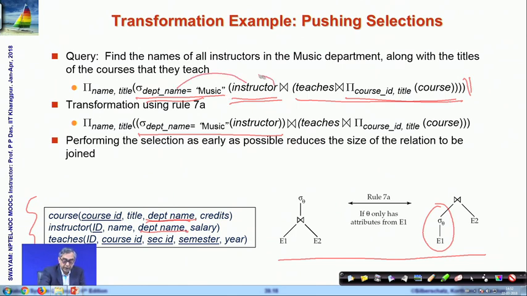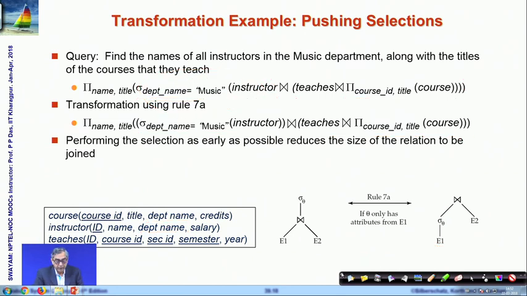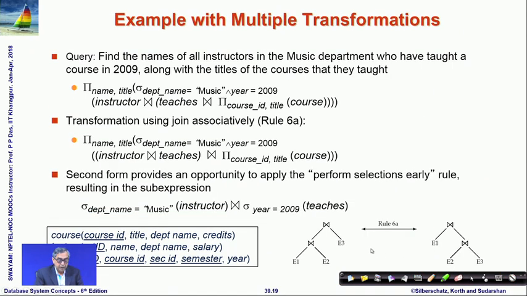So, I can do this selection early and take this out and then do the final join operation. In that process possibly this will reduce the size of the relation to be joined significantly, because you do not naturally expect to have too many instructors in the music department. So, the instructor relation after the selection would become much smaller. So, this is one example. This is another example query we are taking.